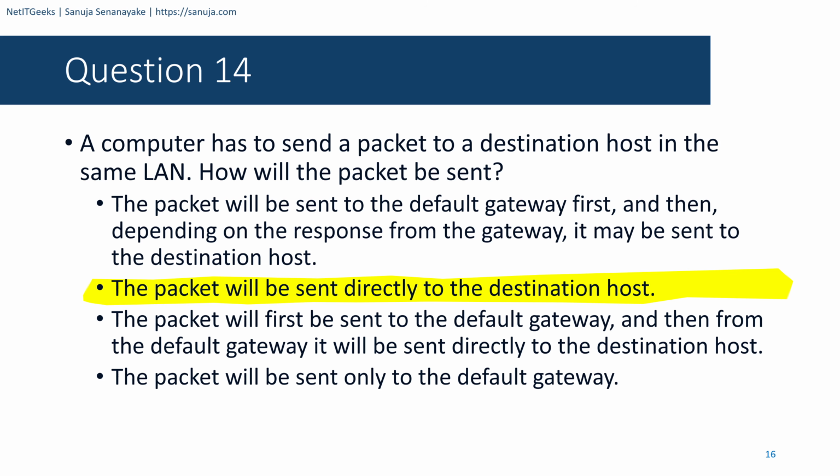The packet will be sent directly to the destination host because the packet is traveling within the same network, same area. As a result, it will directly be sent to the destination host. In fact, if the host does not even have the correct gateway IP address, this packet will still get routed because it is within the same network. You don't even need to think about the gateway when a computer is sending a packet to another device or computer that is in the same network. So that's the answer to that question.